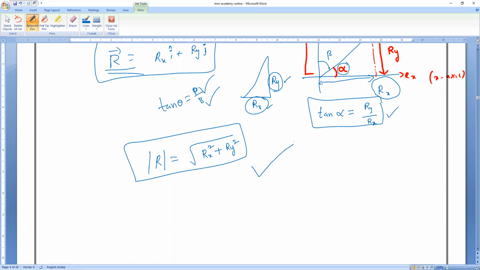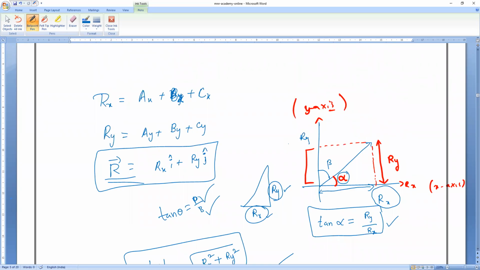Now, remember, you can extend this. Suppose the Z axis comes in, what will RZ be? RZ equals AZ plus and so on. Is it possible to represent vectors in three dimensions on paper? Only two dimensions, correct? For example, if X is not there and only Y and Z are there, then the resultant vector is Ry j cap plus Rz k cap.